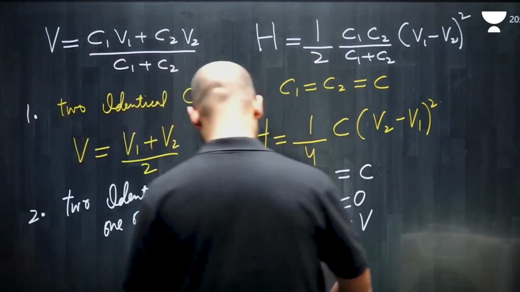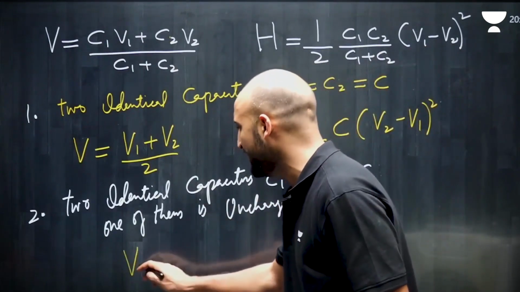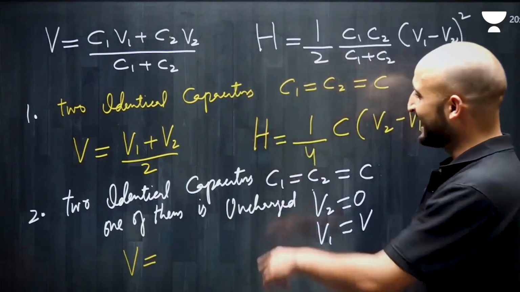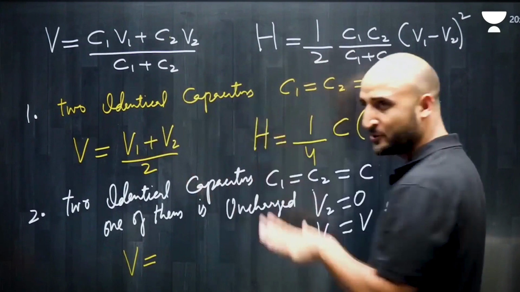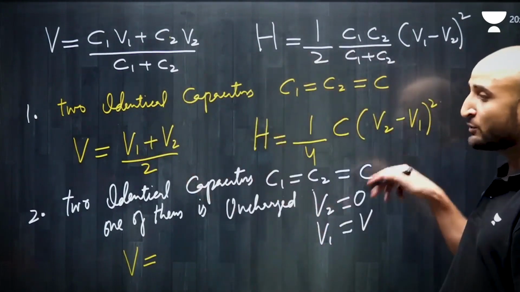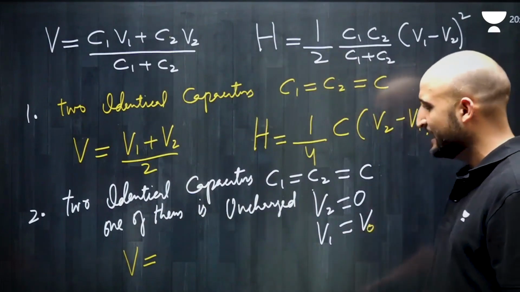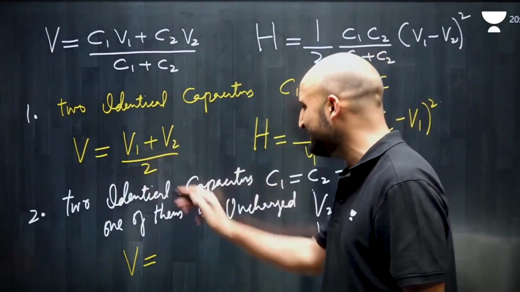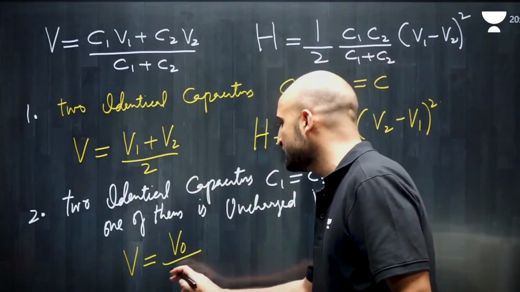Let's check it here. What will be the common potential? V will be equal to, again, they are identical capacitors, that is C1 equal to C2, so you will get V1 plus V2 divided by 2. But since V2 is equal to 0, let me call this V naught. Now the common potential will be equal to V1, that is V naught, plus V2, that is 0, divided by 2.